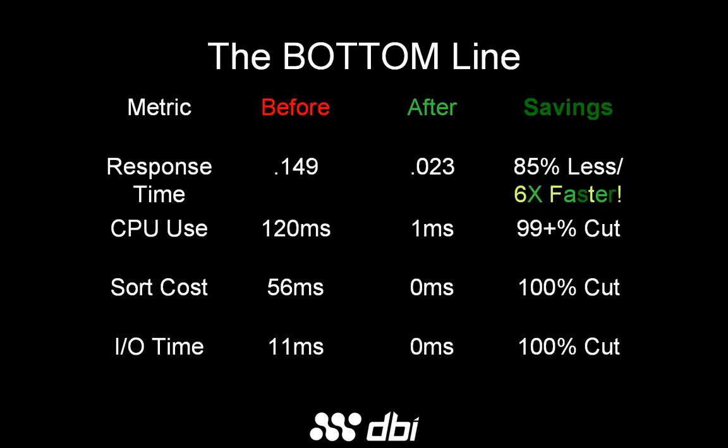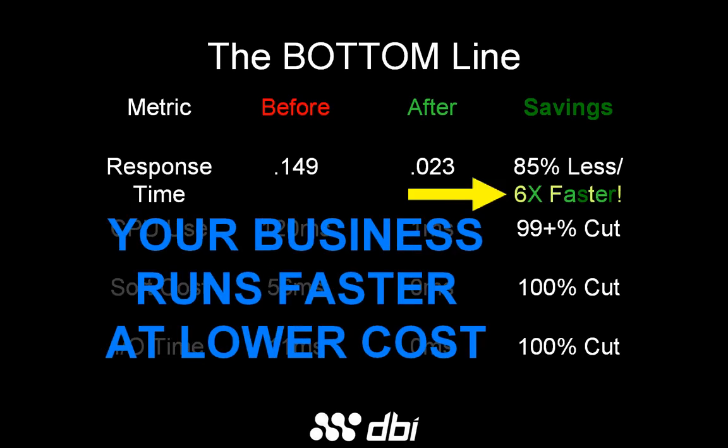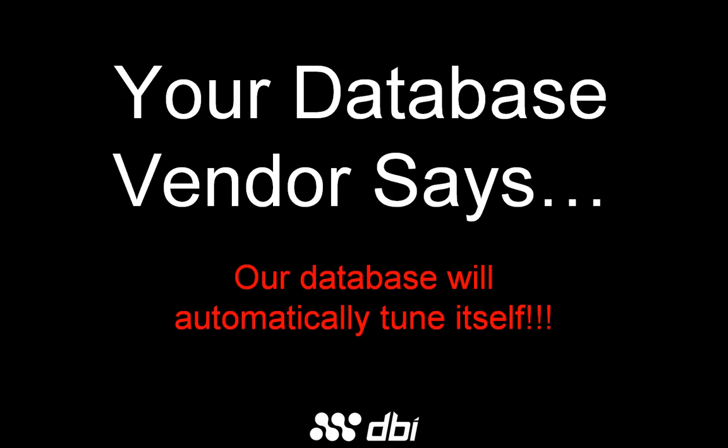Here's the bottom line, ladies and gentlemen. Let's look at the before and after numbers and the savings. Response time fell from 0.149 to 0.023. This is 6 times faster. CPU consumption was cut from 120 milliseconds to 1, more than 99%. Sort cost and I/O cost in this illustration was completely eliminated. The bottom line, your business runs faster at lower cost.